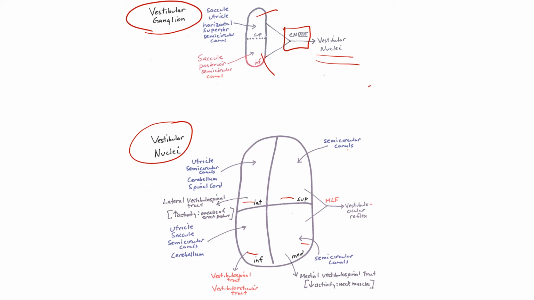Notice that from the superior and medial, we have the medial longitudinal fasciculus. From the medial, we have the medial vestibulospinal tract. From the inferior, we have the vestibulo-reticular tract and the vestibulospinal tracts. And finally, out of the lateral, we have the lateral vestibulospinal tract. So what I want to do now is look through 3 different templates, these different tracts, and how they form and what they do.